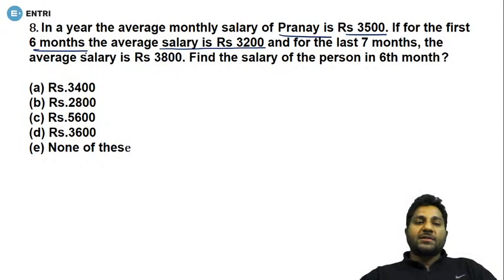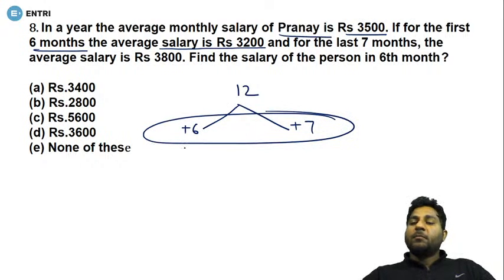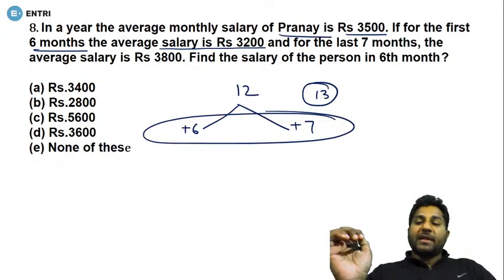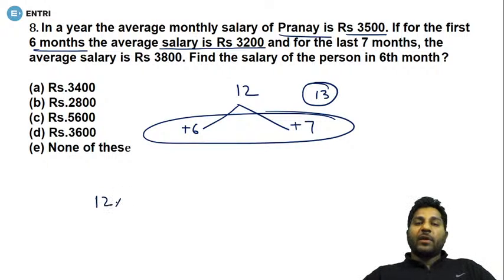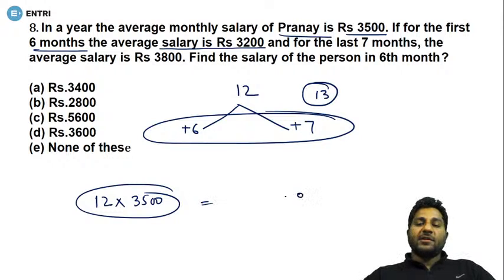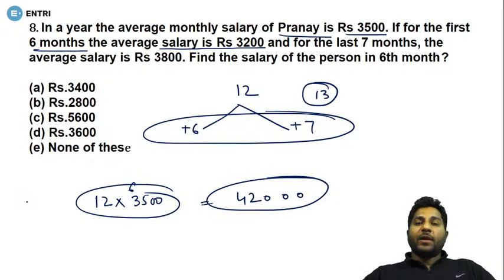For the first 6 months, and for 12, that means first 6 and the last 7, the whole months will become 13. That means the middle month, the 6 months, will be repeating twice. So how are you going to solve this? Look, for 12 months the average salary was 3500. That makes 42,000 for 1 year.